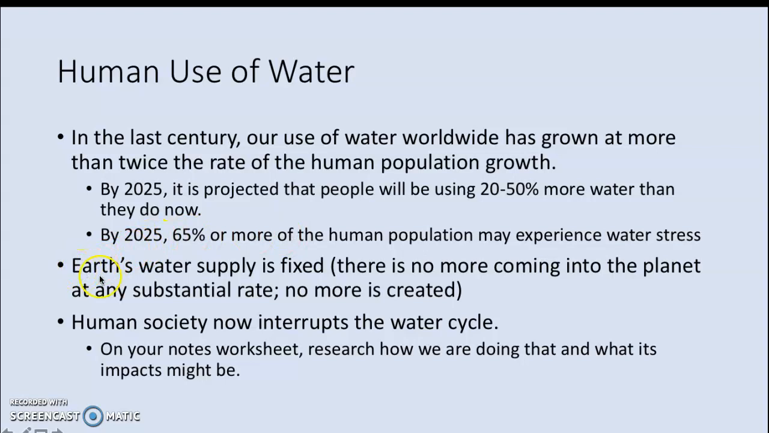Again, the Earth's water supply is fixed. We only have so much water. And human society, while we have created some amazing things through technology, some of that interrupts the water cycle. We are pulling water out of the water cycle, and it is not being returned to the environment to be refiltered, transpired, evaporated, and reprecipitated. I would like you to go research some of the ways that we interrupt the water cycle.